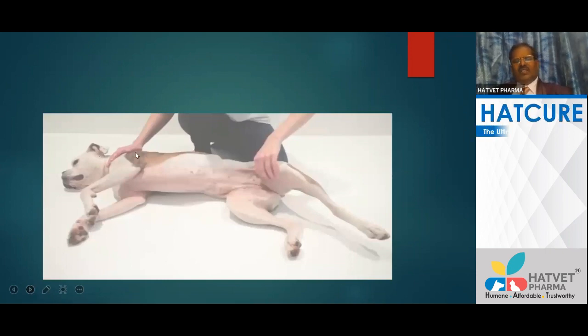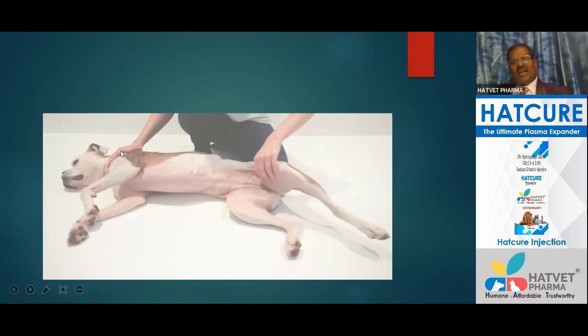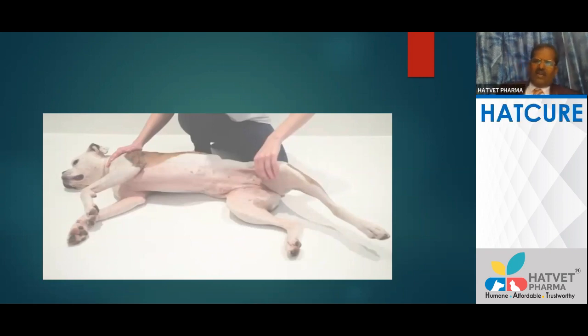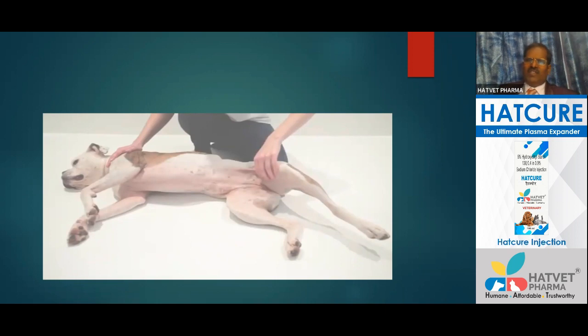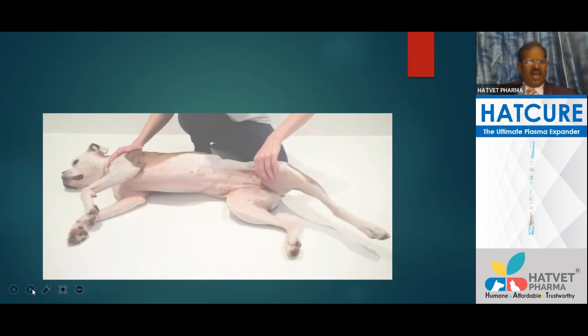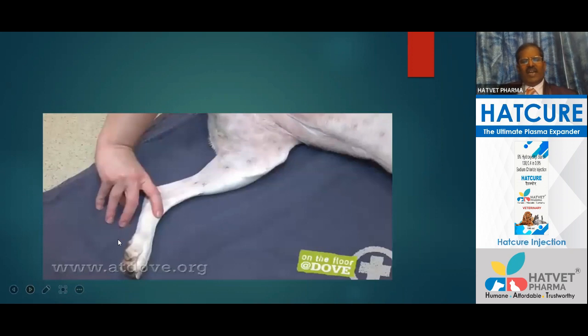And here in the image, you can see the animal relaxed, and you keep one hand on the neck region and the other hand on the femoral artery. You have a femoral artery and a femoral vein. In the femoral artery, you will feel the dominant pulsation. The normal pulse rate depends upon the various breeds. If it is a lower pulse rate, then that has to be addressed. If it's a higher pulse rate, that also has to be addressed. Similarly, you can also identify the pulse rate in the pedal region, the pedal artery.